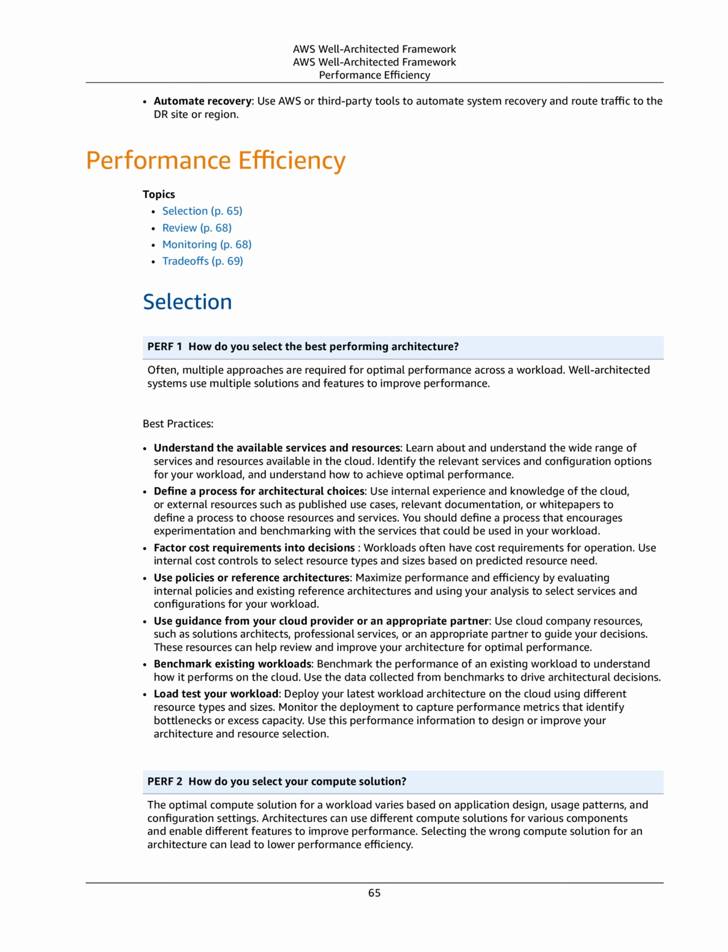Load test your workload. Deploy your latest workload architecture on the cloud using different resource types and sizes. Monitor the deployment to capture performance metrics that identify bottlenecks or excess capacity. Use this performance information to design or improve your architecture and resource selection. PERF 2: How do you select your compute solution? The optimal compute solution for a workload varies based on application design, usage patterns, and configuration settings. Architectures can use different compute solutions for various components and enable different features to improve performance. Selecting the wrong compute solution for an architecture can lead to lower performance efficiency.